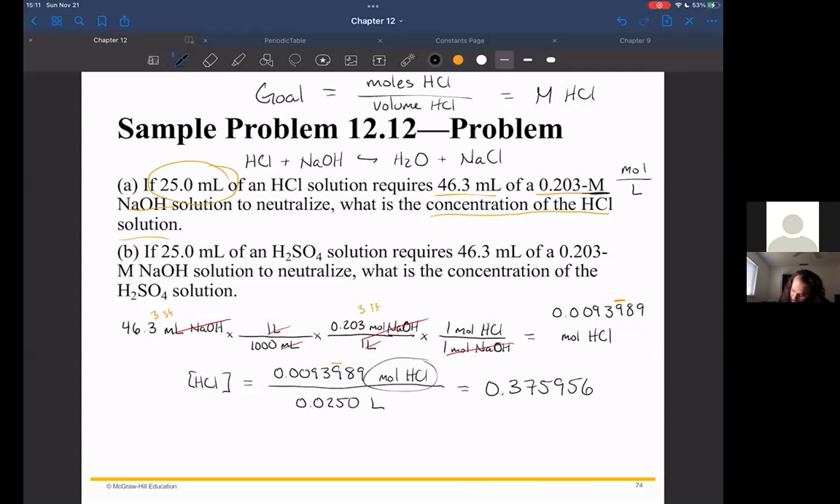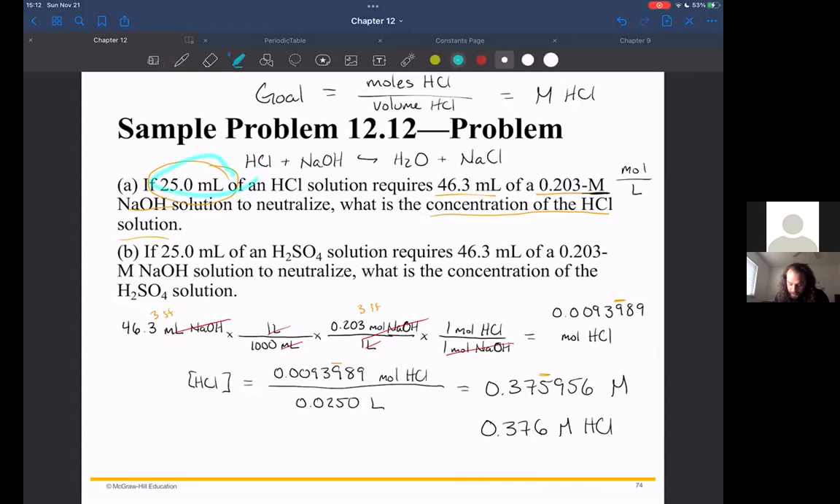And moles divided by liters, nothing cancels out here. Instead, I'm left with molarity, which is moles per liter, right? So I'm just going to combine those into big M. And lastly, I need to pay attention to sig figs. I should have 3 sig figs. So 0.376 molar HCl. That's my unknown acid concentration.